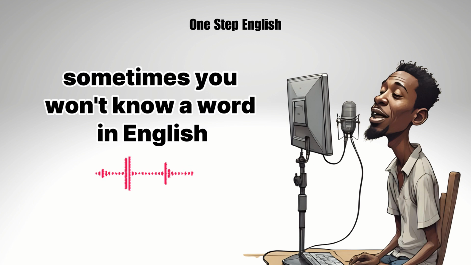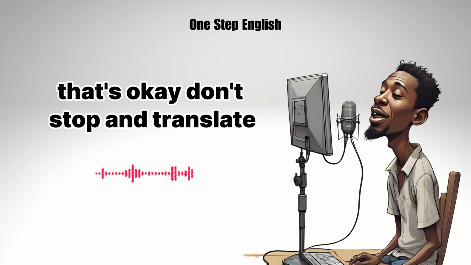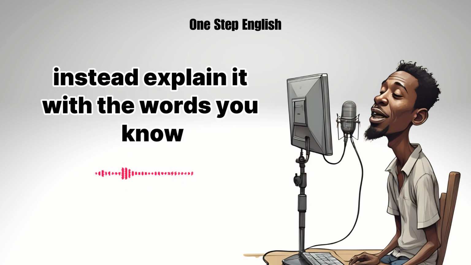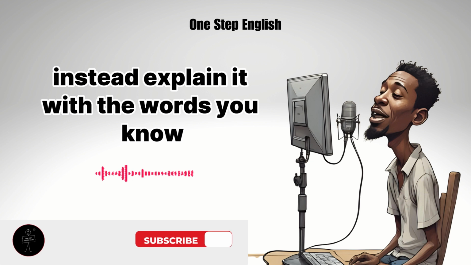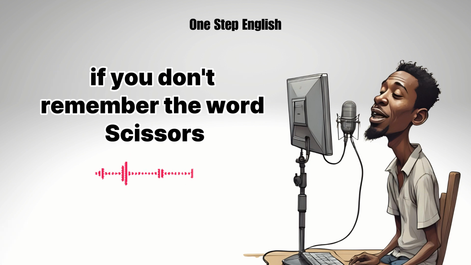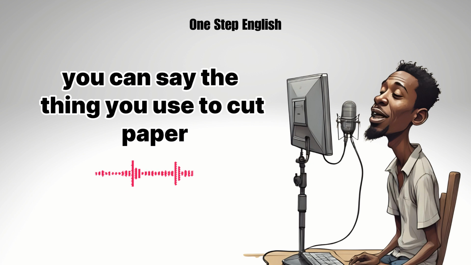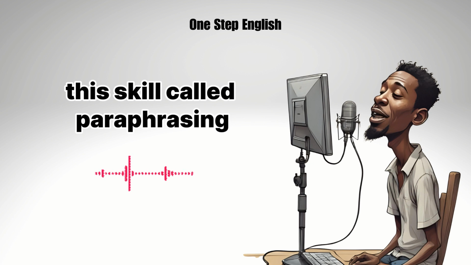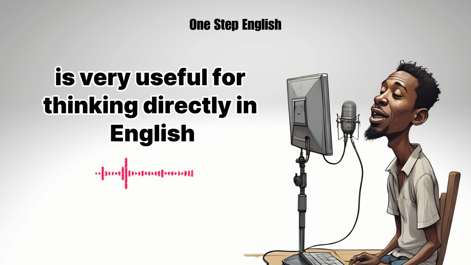Step 8. Accept gaps in your knowledge. Sometimes you won't know a word in English. That's okay. Don't stop and translate. Instead, explain it with the words you know. For example, if you don't remember the word scissors, you can say, the thing you use to cut paper. This skill, called paraphrasing, is very useful for thinking directly in English.